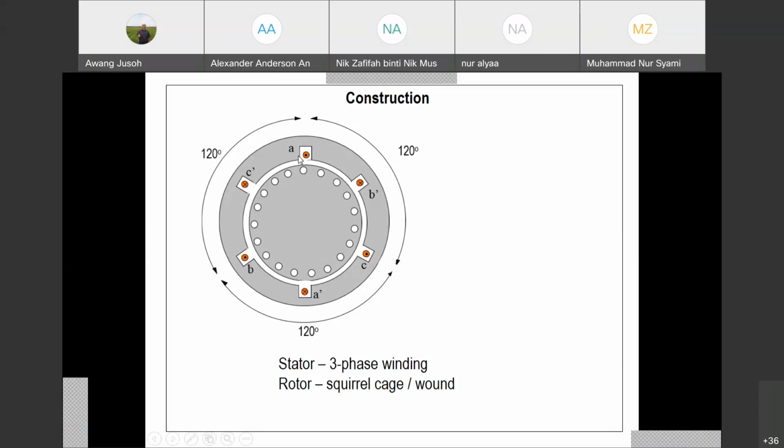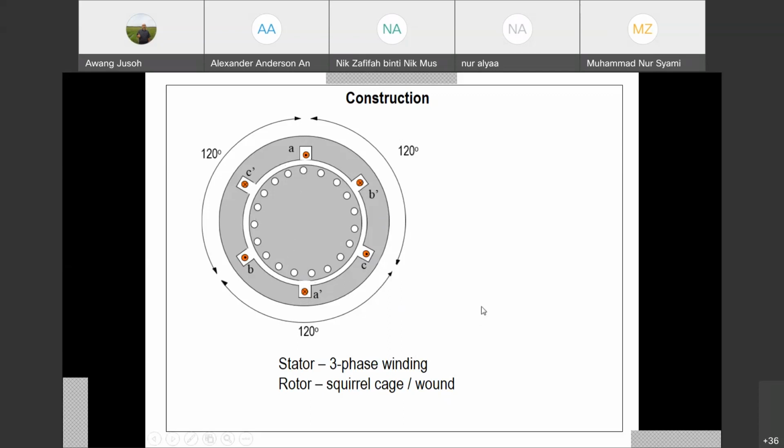A is your start connection. A bar is your end connection, as I showed you just now. A is the start of your connection, the input coming to A. A bar is the end of the winding for phase A. And B is the winding for phase B, B bar is the end of the winding, like that. And similarly for phase C.